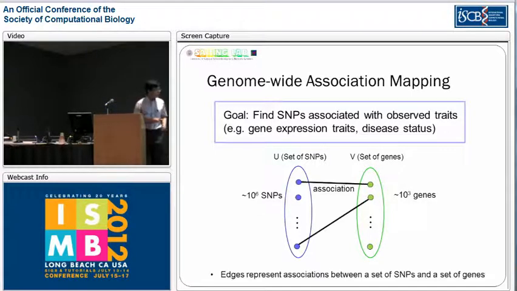And if we represent association between a set of SNPs and a set of genes by edges, then the goal of the genome-wide association mapping is to find the edges between the set of SNPs and the set of genes.